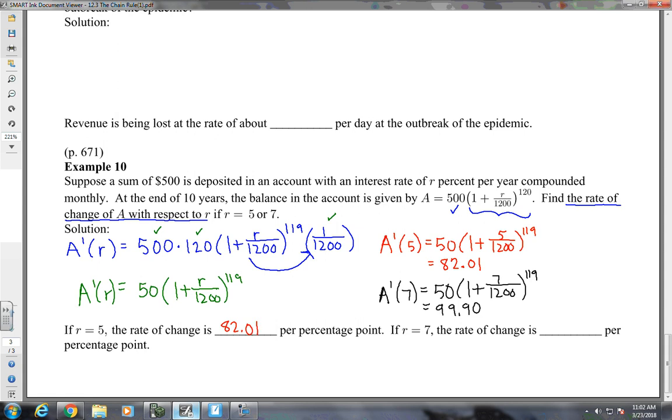Now remember what we were looking at here. A is the balance in the account, and we looked at the derivative of A with respect to R. So the rate of change of dollars with respect to percentage point. If R equals 7, the rate of change is 99.90 per percentage point.